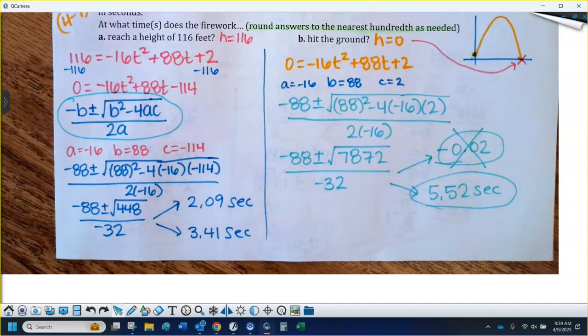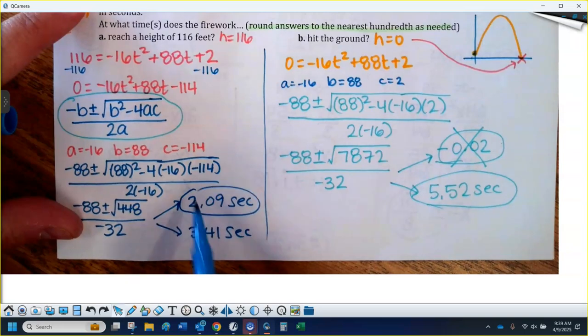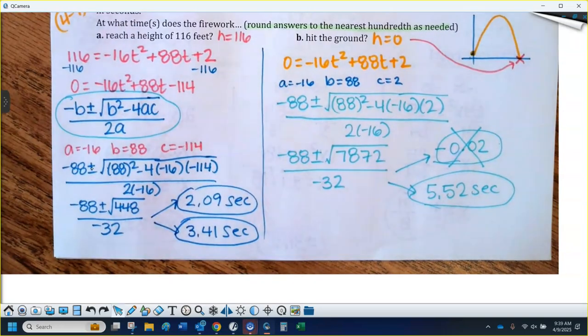So this previous question, we actually had two answers. It hits it on the way up and it hits it on the way down. The second question, when does it hit the ground, just has one answer because we can't have a negative time. Is anybody having a question? Okay.